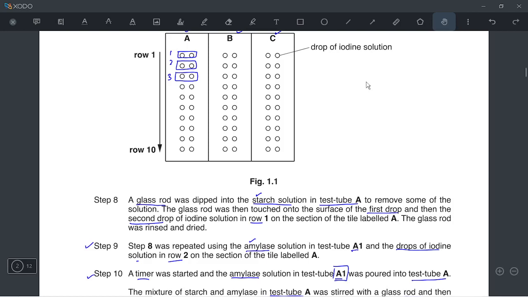Now in the first row only starch was there, so it will turn blue black. In the second row only enzyme is there but there is no starch, so it will remain brown or yellow or light brown. In row 3 the color will change. Here enzyme and starch both are taken, so the enzyme will digest the starch, so the color will remain yellow brown or light brown.